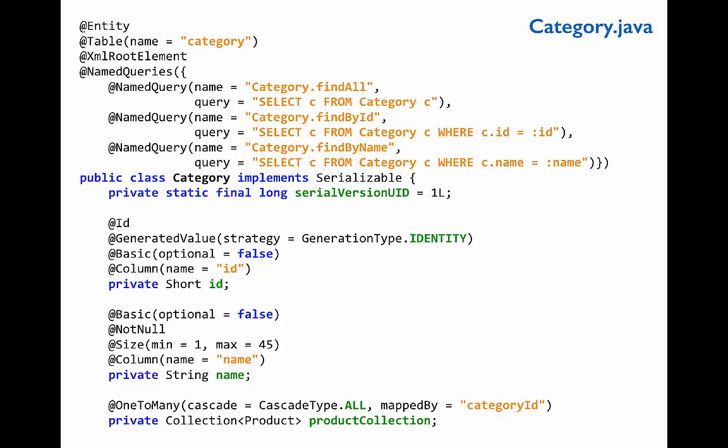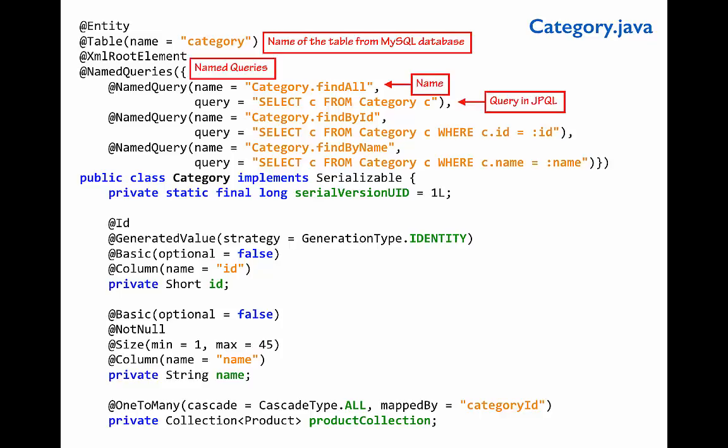Category.java is the entity class that corresponds to the category table in the database. The first and second annotations here actually tell you that. The named queries annotation gives a series of queries, and it gives those queries names that the entity manager can use to retrieve entities from the database. Let's look at an example of how this might work.